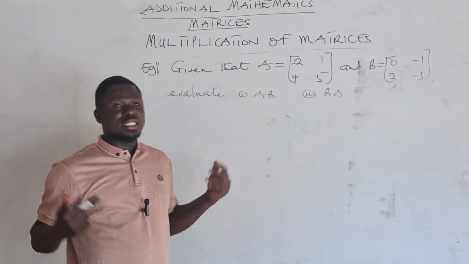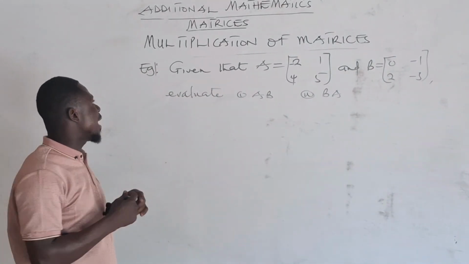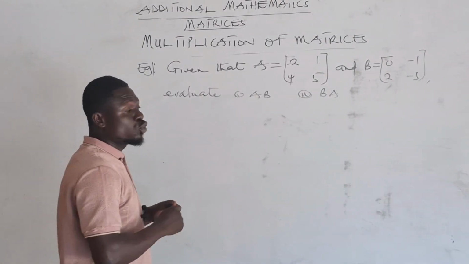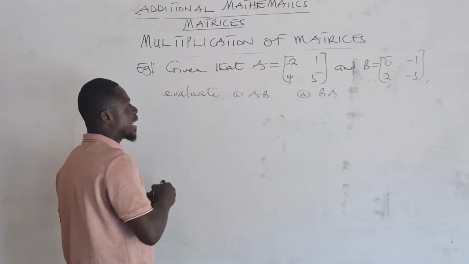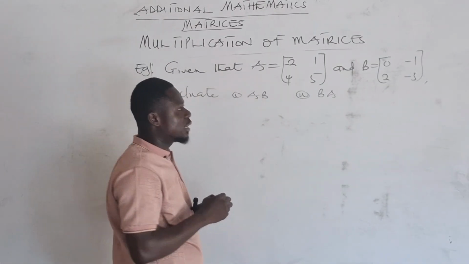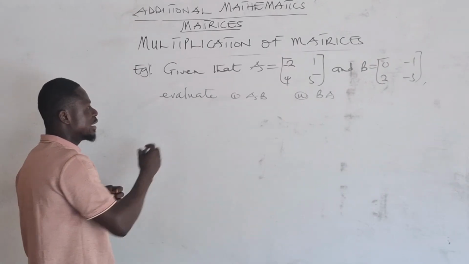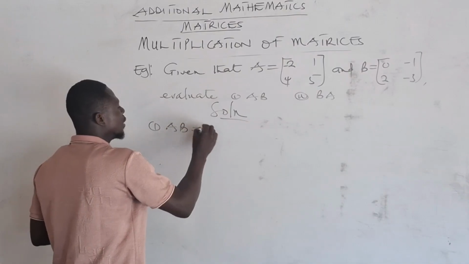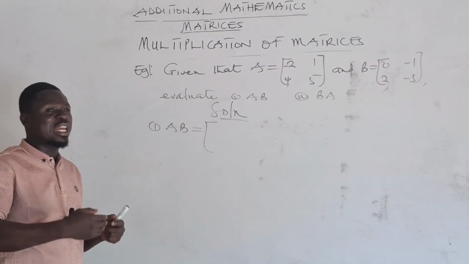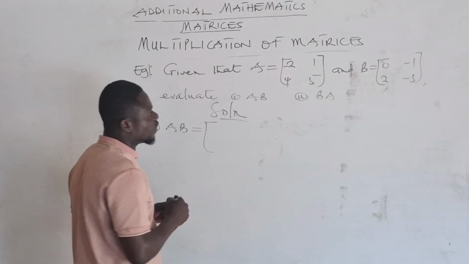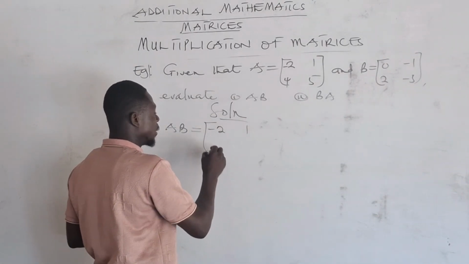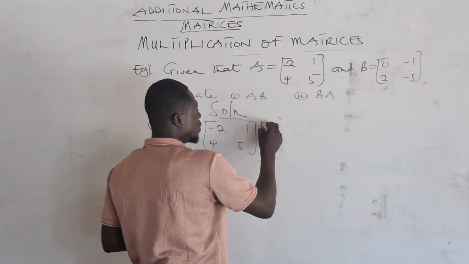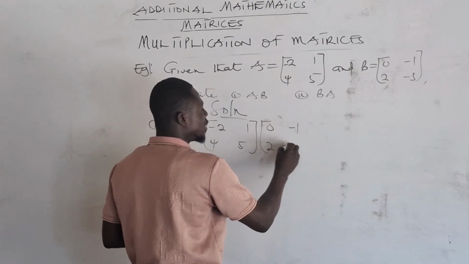Let's consider our first example for today. We are given that A is equal to negative 2, 1, 4, 5, and B is equal to 0, negative 1, 2, negative 3. We are to evaluate (i) AB, that is matrix A by matrix B, and (ii) matrix B by matrix A. So let's quickly look at how to solve these. So (i) AB. As it was said, AB means multiply matrix A by matrix B. So matrix A will be written first: negative 2, 1, 4, 5, multiplying matrix B: 0, negative 1, 2, negative 3.